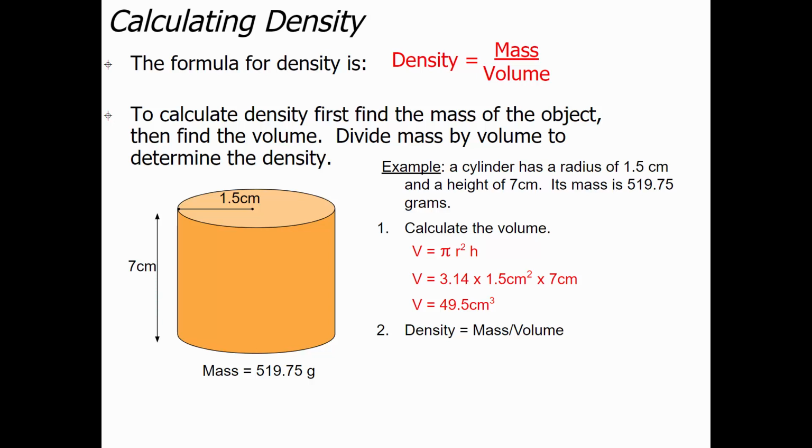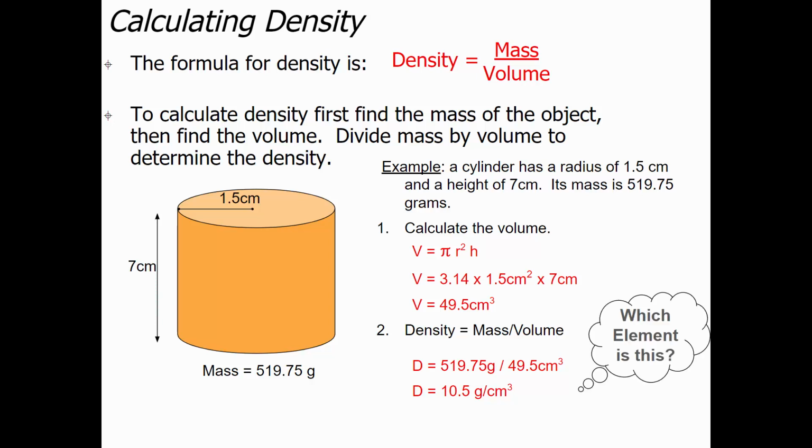All right, so then I have my volume. I was already given the mass. So if I divide mass by volume again, substitute in, I get my answer with units. So the density of this is 10.5 grams per cubic centimeter.